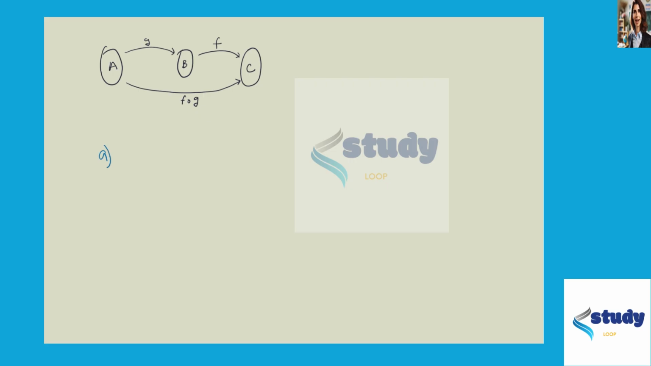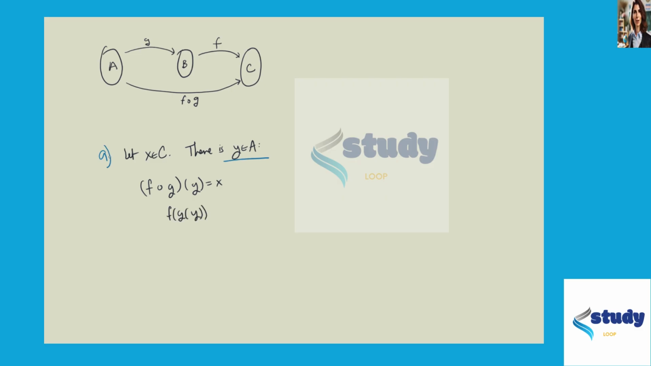Okay, so here's a diagram of the functions. In part A, we want to conclude that f is onto. So let's take an arbitrary element x of C. We know that there exists a y in A, such that f composed with g evaluated at y equals x. This is because of the assumption that f composed with g is onto.